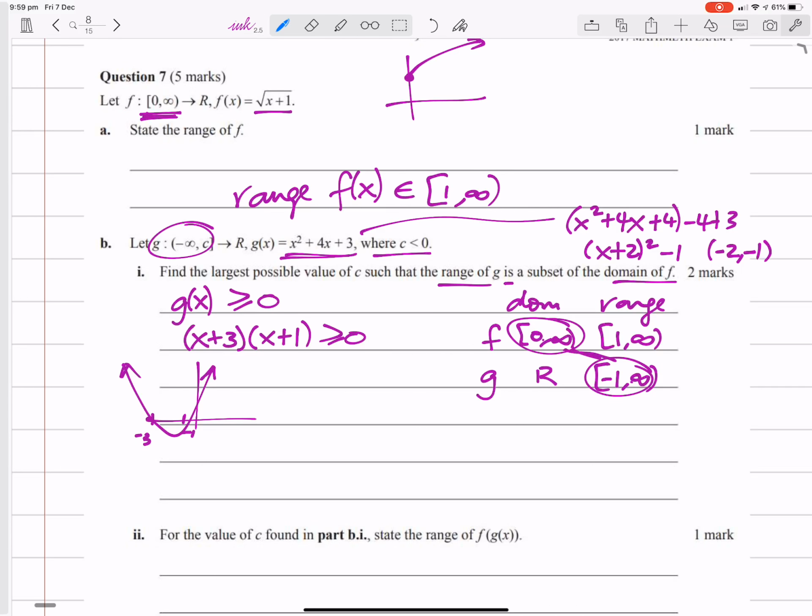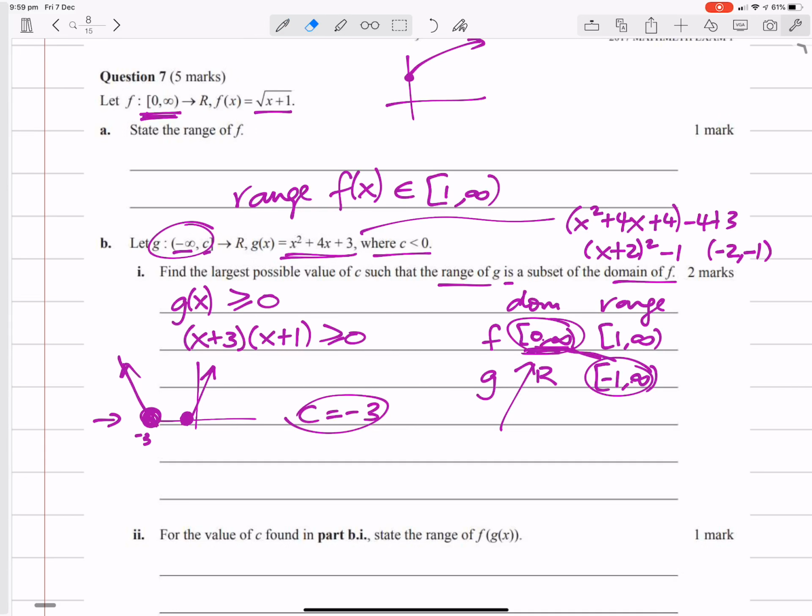Now it says c has to be negative, and it's from negative infinity up to some value c. So here's negative infinity coming up to some value c. It's got to be that value there. c is equal to negative 3. It can't be negative 1, because between negative 3 and negative 1, we have a negative value, which we don't want. We only want our range to be between 0 and infinity here. So c equals negative 3.